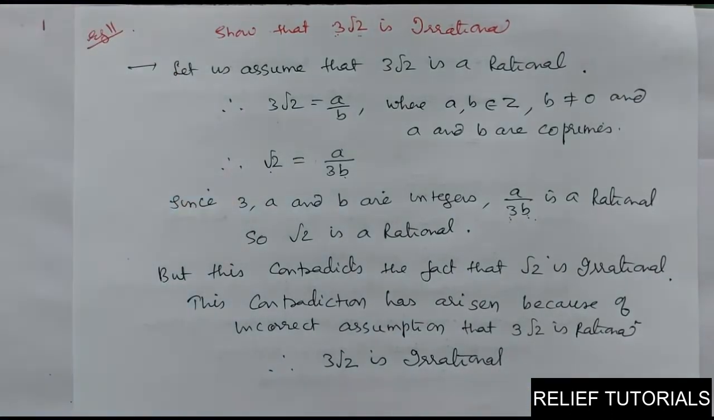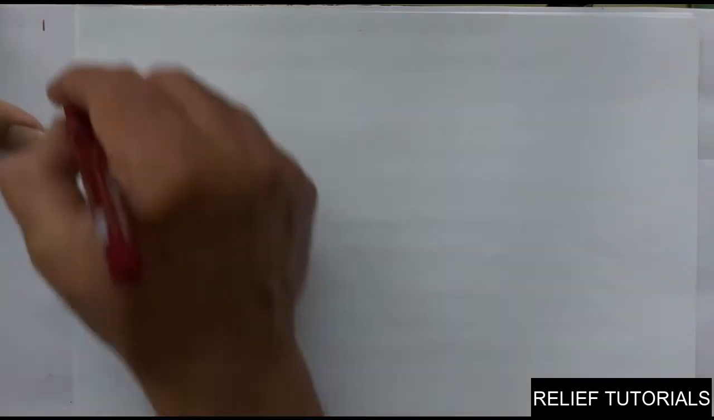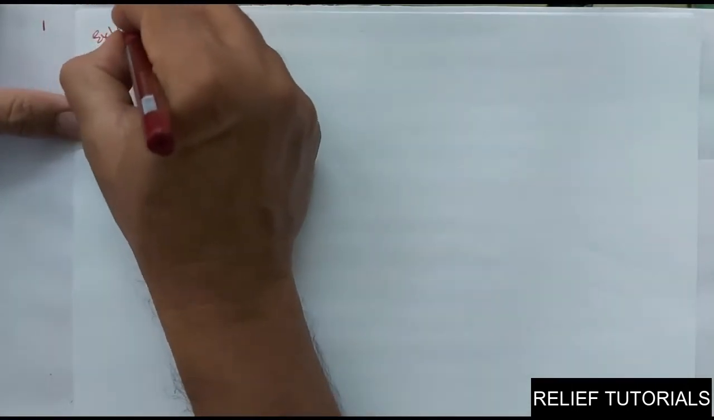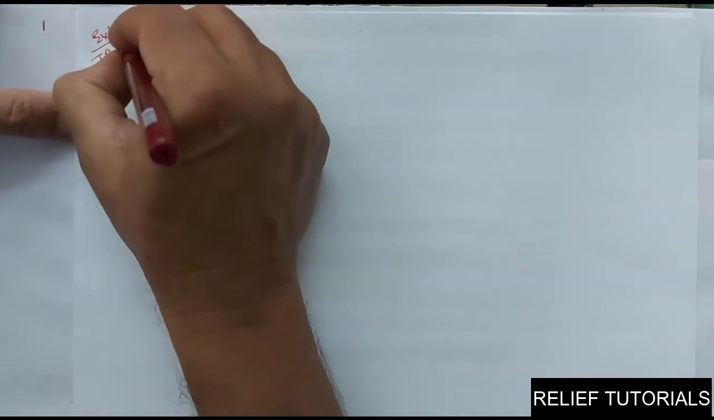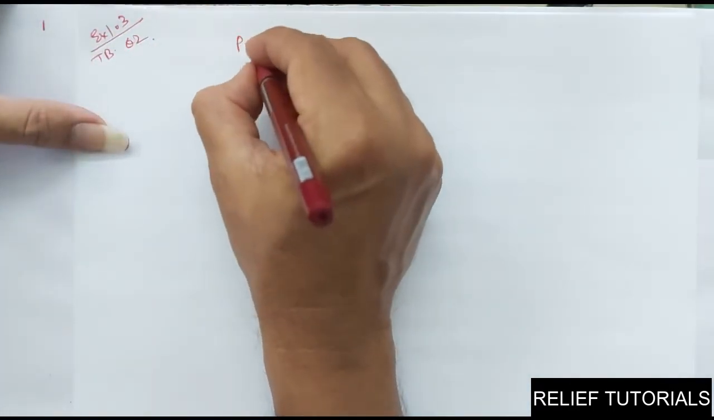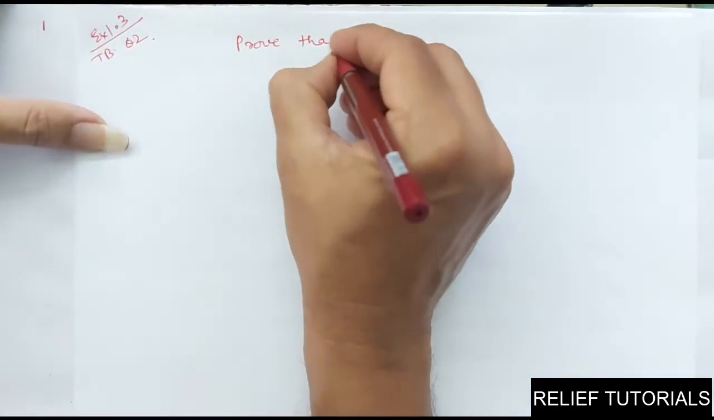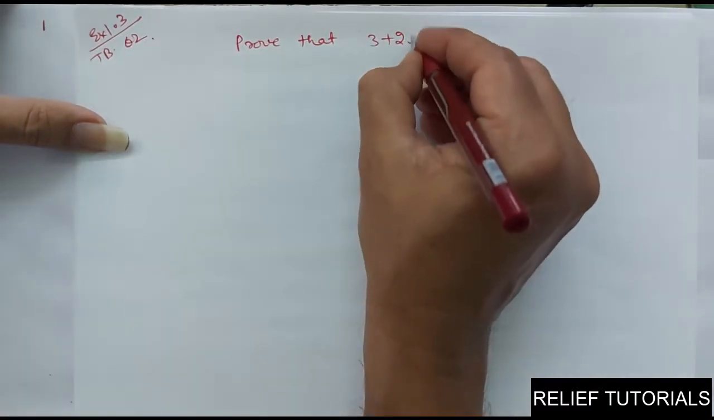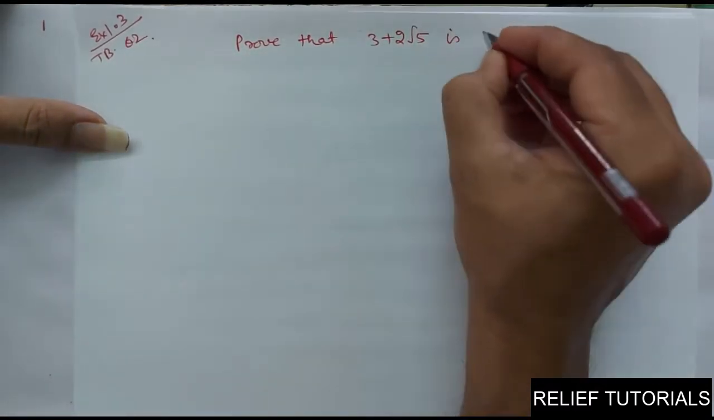So in this manner you can do each and every problem. So it is quite easy. Now we will do your textbook problems. See exercise 1.3 textbook question number 2. What you have to prove? You have to prove that 3 plus 2 root 5 is irrational.